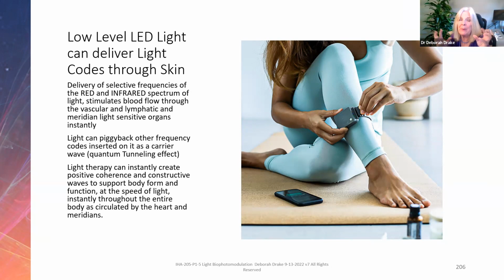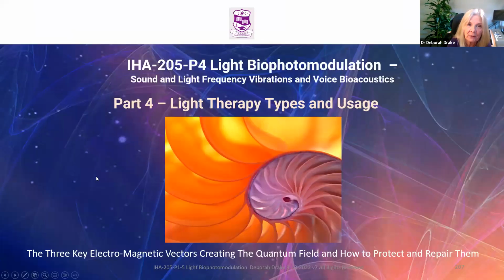So this is what we would call the quantum tunneling effect, where you can piggyback one frequency, insert it onto a carrier wave, and tunnel the red light, and it'll drag those other frequencies deeper into the skin and deeper into the bloodstream to open up that ATP and nitric oxide. So light therapy can instantly create a positive, it says here, coherence. Well, what I really should say is incoherence, honestly.